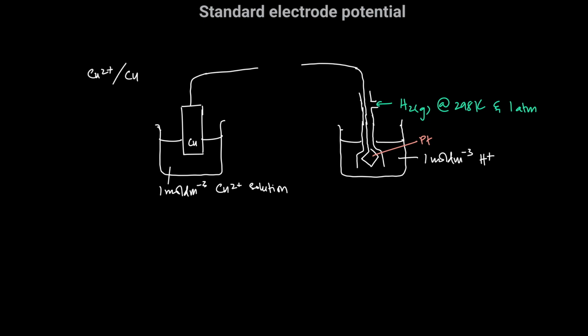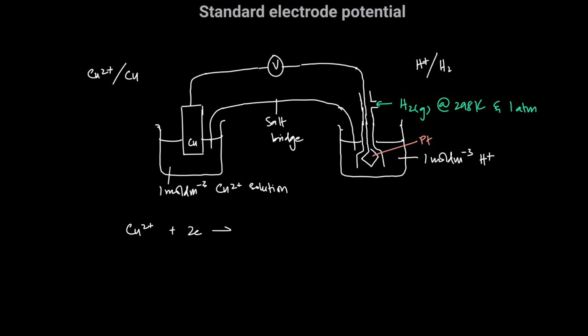And then, in order to complete the circuit, we need a salt bridge. A salt bridge could just be a piece of filter paper soaked in saturated potassium nitrate. So here we have our salt bridge. We have our copper 2 plus, copper half cell, and then we have our H plus and hydrogen half cell, and that's a standard hydrogen electrode. And we want to determine the standard reduction potential for copper 2 plus forming copper metal. This is the value we want to determine. We also know that the standard reduction potential for the standard hydrogen electrode is defined as 0.00 volts.